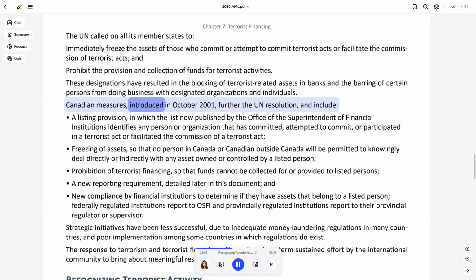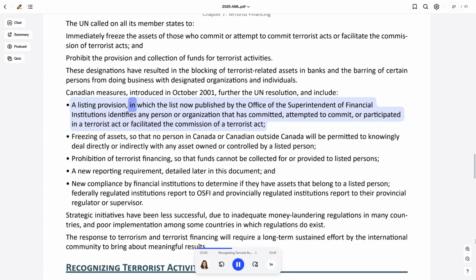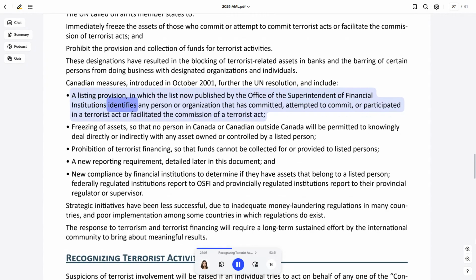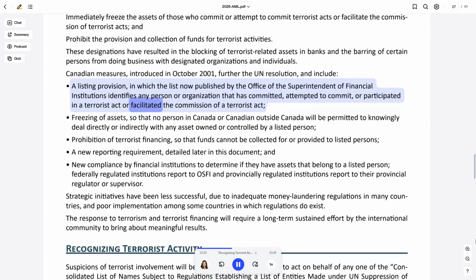Canadian measures introduced in October 2001 further the UN resolution and include a listing provision, in which the list now published by the Office of the Superintendent of Financial Institutions identifies any person or organization that has committed, attempted to commit, or participated in a terrorist act or facilitated the commission of a terrorist act.